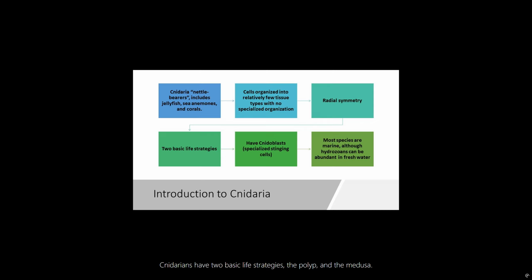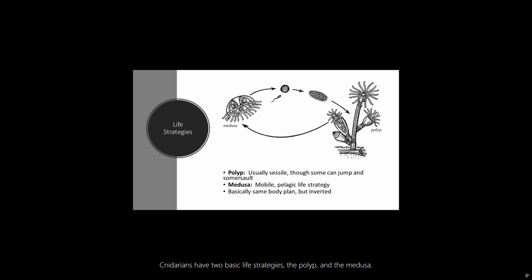Cnidarians have two basic life strategies: the polyp and the medusa. The polyp life strategy is usually sessile, though some can jump and somersault across the sea floor. The medusa life strategy is a mobile pelagic life strategy. Polyps and medusae have the same basic body plan, but inverted. Look at the medusa in the diagram. Now, imagine it turned upside down. It looks like one of the individual polyps in the diagram.